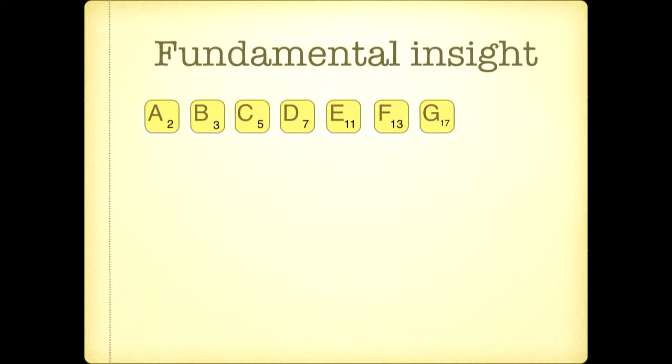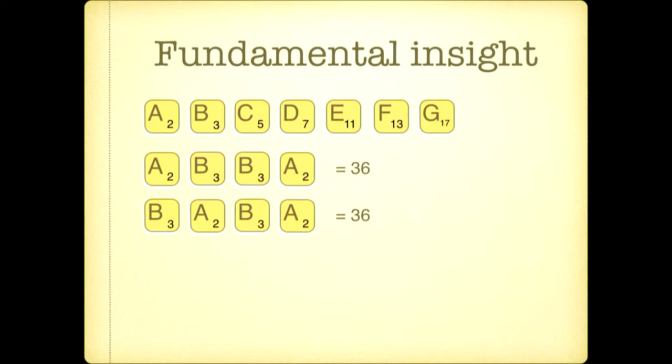So the fundamental insight that I had is if we think of each letter of the alphabet as a Scrabble tile, and we give each one a prime. So A is always 2, B is always 3, C is 5, etc. We go up to 26 letters. 101 is the 26th prime number. We take something like ABBA. 2 times 3 times 3 times 2 is 36. What this means is we can rearrange them anyhow we want. BABA will also give us 36. No matter how we arrange those letters, we'll always get 36.